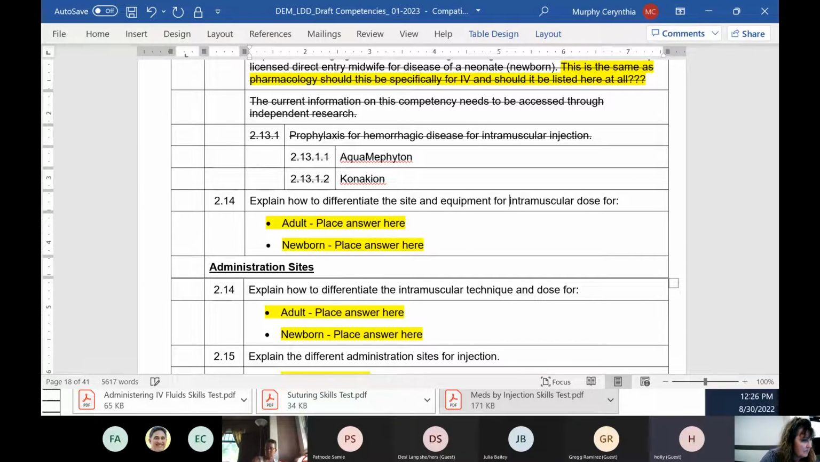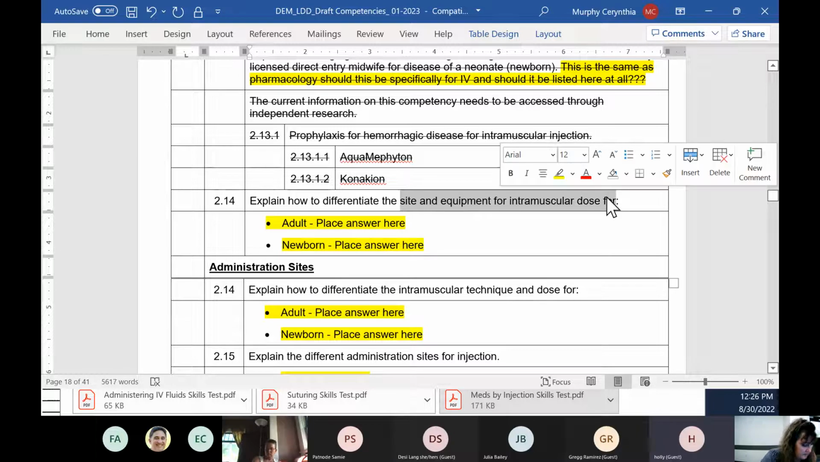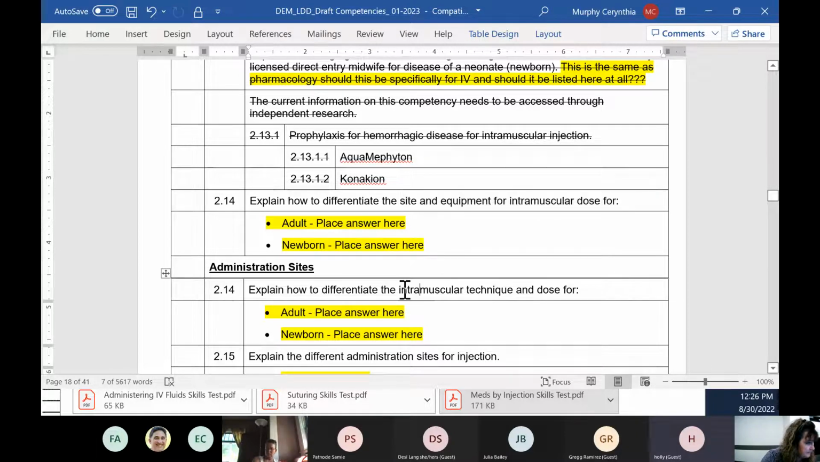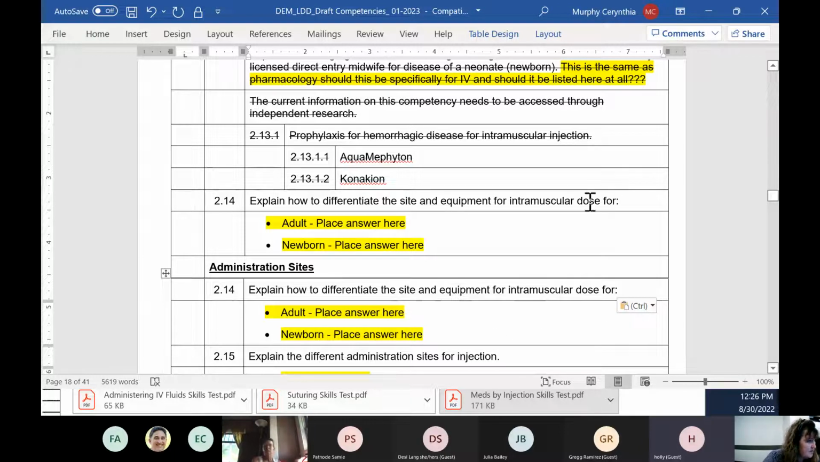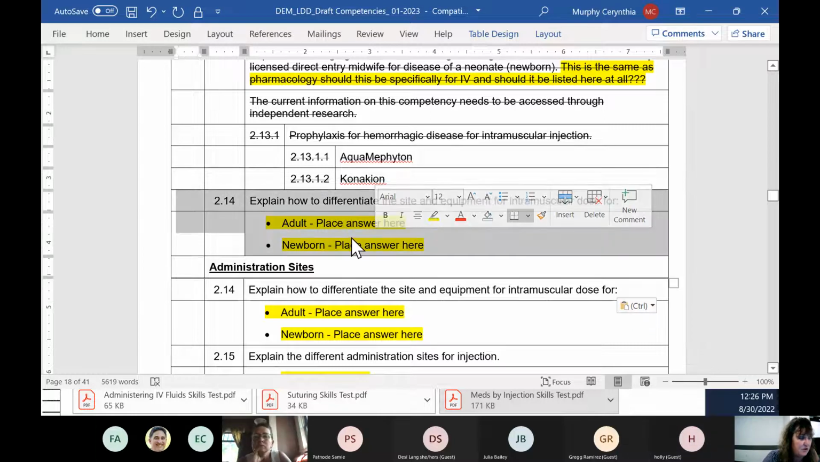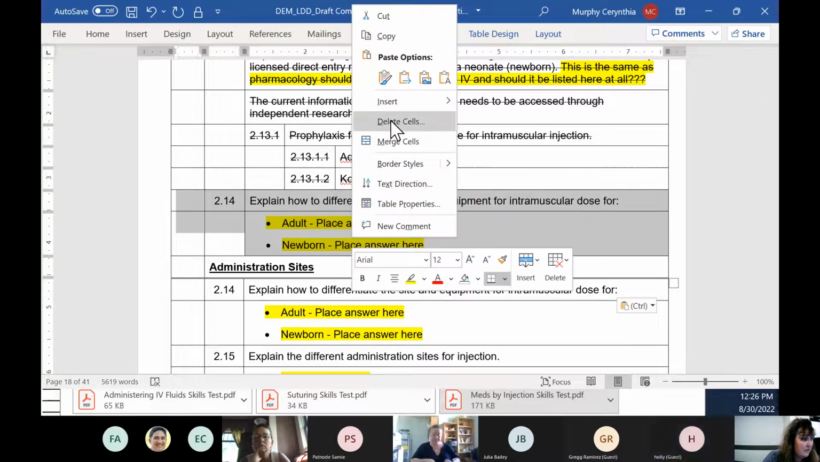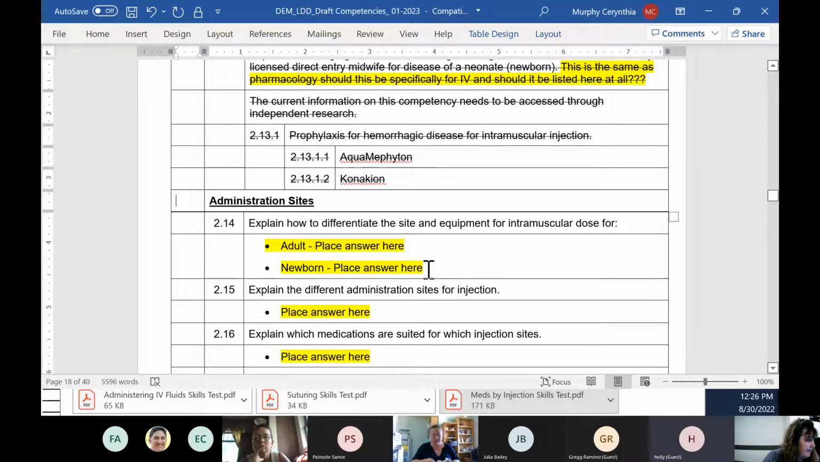Yeah, so under administrative sites, I think we can move 2.14 down because we have 2.14s. And again, not dose. Dose is not related to technique in general. So 2.14 goes away, the first 2.14 altogether? Yeah. Okay. Or how to differentiate the site and equipment for intramuscular injection.